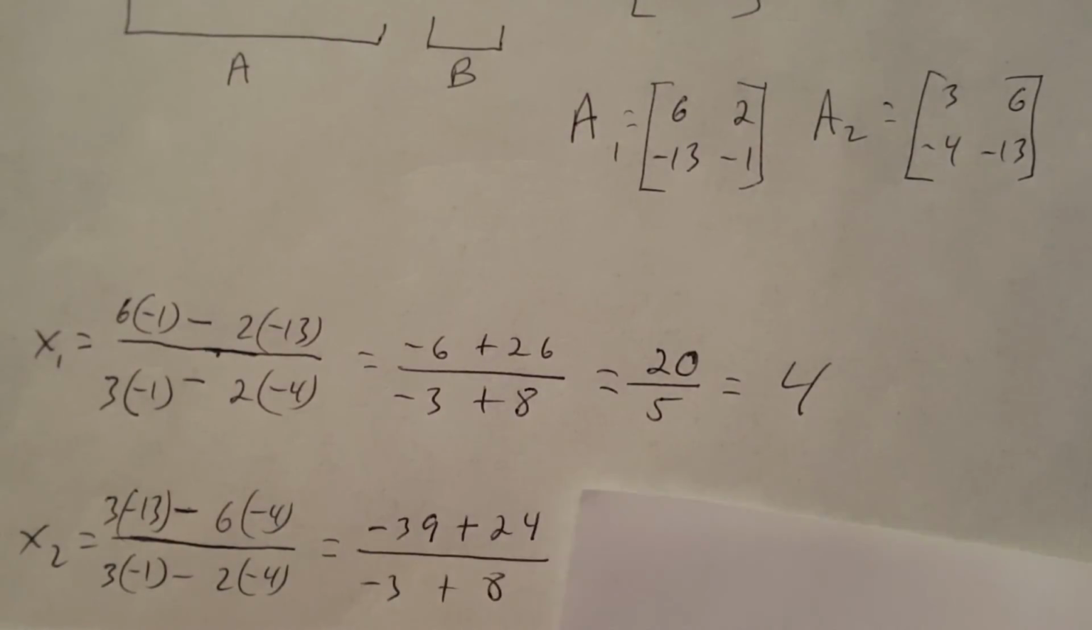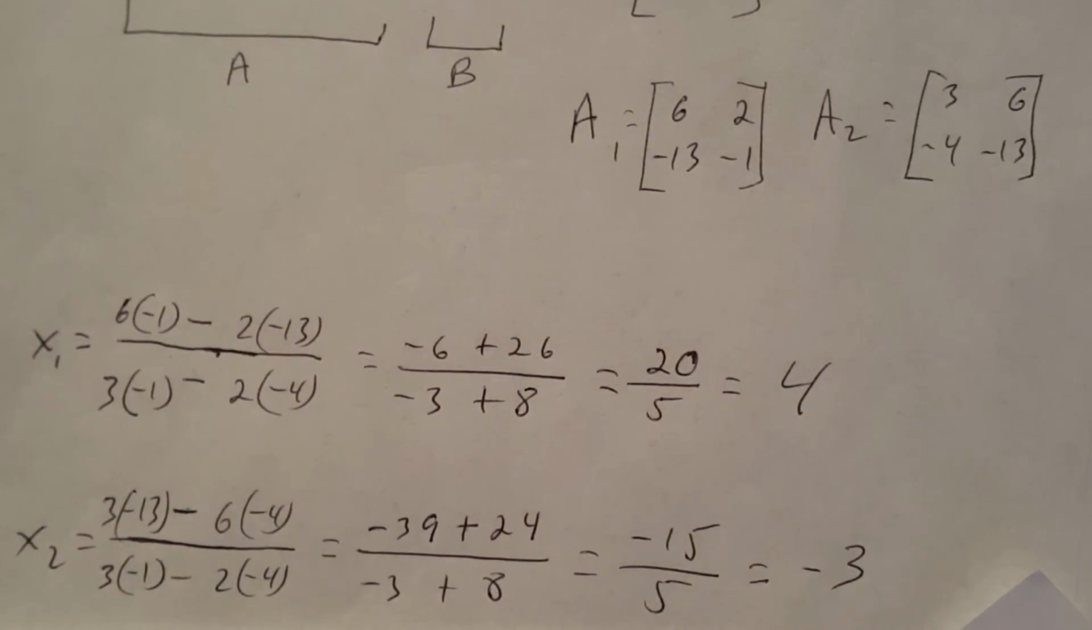So let's do the top. What do we get on top? Negative 39 plus 24, and negative 39 plus 24 is negative 15 over 5. In this case, we got nice whole numbers, but you could get fractions. So as long as you follow the procedure, whatever the answer comes out to be, that's your answer.